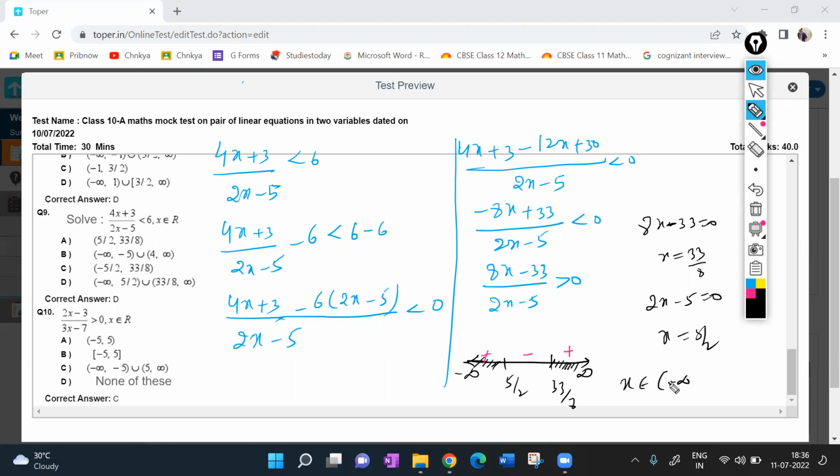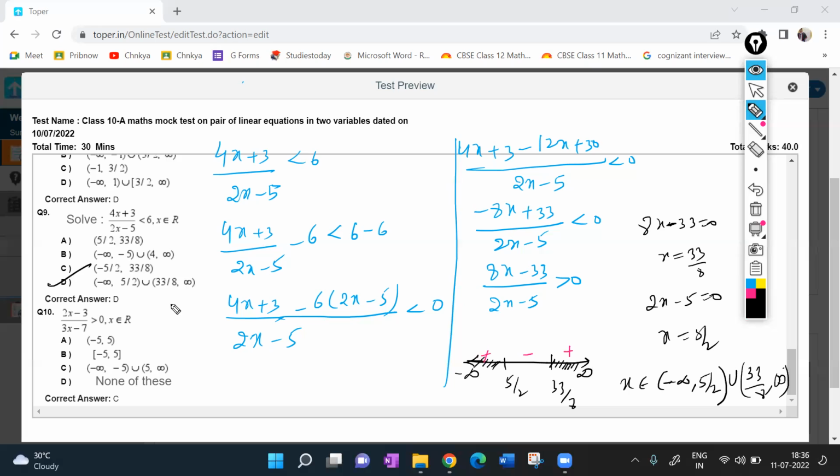Minus infinite to 5 by 2. Can I include 5 by 2? No. Open bracket. Why? Because function becomes undefined if I include that. So union 33 by 8, I cannot include that as well, to infinite. Understood my point? So option D is correct or not? Nothing wrong with this. Everything is correct.